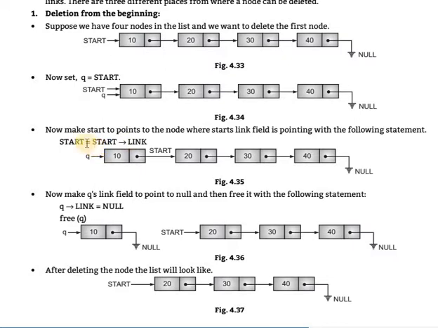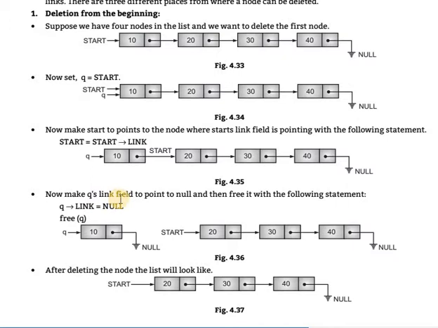Our purpose is that the first element will be removed. The first node is the start. Start link means in the link field, the address of the next element is stored. So start next means that node with the value 20, and that will be considered as the start. In this way we create the desired link, the appropriate link.